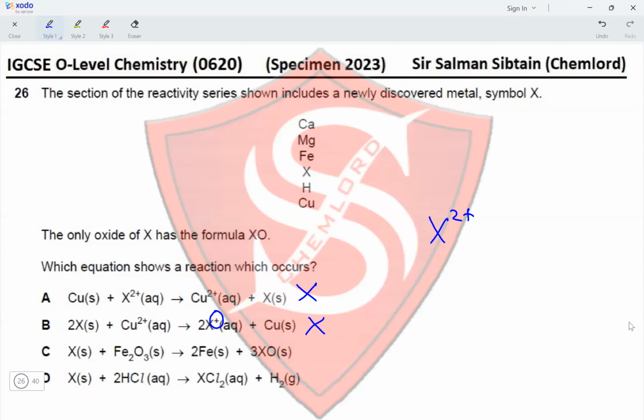The third one, X solid reacts with Fe2O3, producing iron metal and X oxide. But X, according to the reactivity series, is less reactive than iron, so it will not displace iron in its oxide. And the last one, X reacts with HCl, producing XCl2 and hydrogen gas. Since X is more reactive than hydrogen, it will displace hydrogen from hydrogen chloride, producing X chloride and hydrogen gas. This makes option D the correct option for this question.